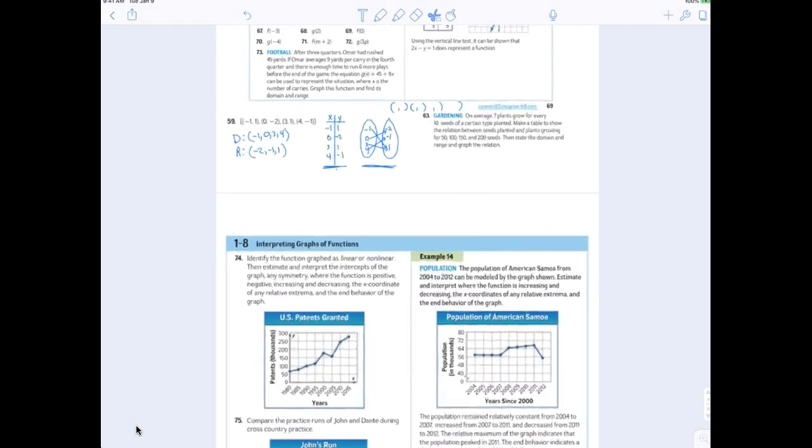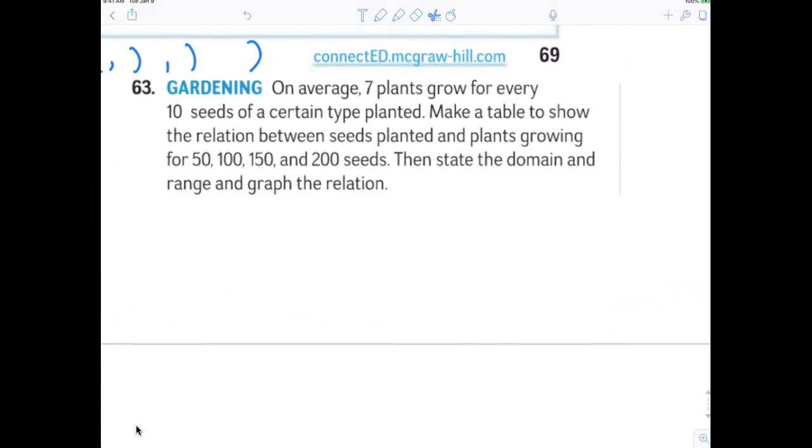All right, let's see what it says. It says on average 7 plants grow for every 10 seeds. Make a table. All right, so this one I want to see who's thinking now, because it's kind of tricky if you're not careful. So this could be X, this would be Y. So this would be 50, 100, 150, and 200. It looks like I'm increasing by what?